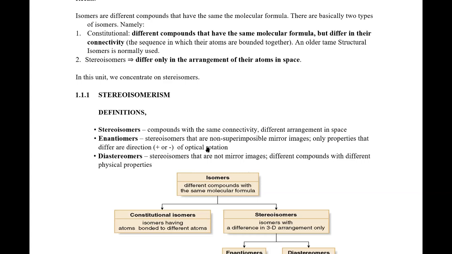That's an enantiomer. Then diastereomers. These are not mirror images. It's the opposite of this one. Diastereomers are stereoisomers, but they are not mirror images, and the compounds differ in their physical and chemical properties.